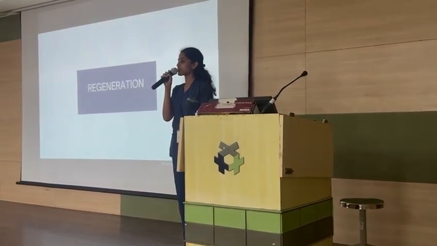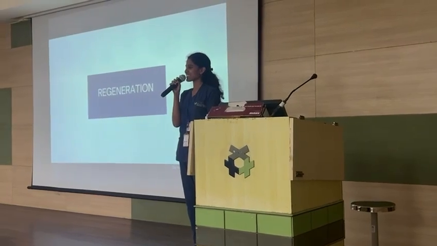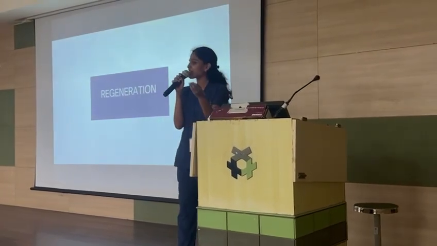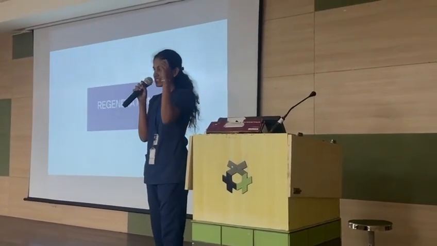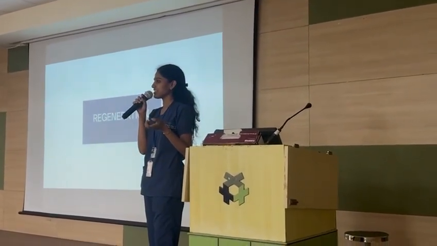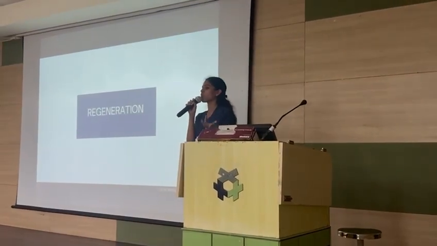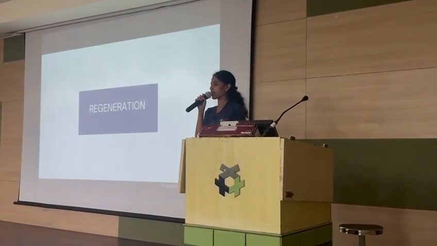What is probing depth? Probing depth is from the gingival margin to the base of the pocket. So normal probing depth is 2 to 3 mm. So if it is 5 mm, 6 mm or more, that is periodontitis.